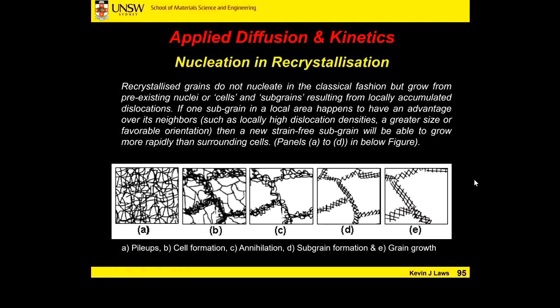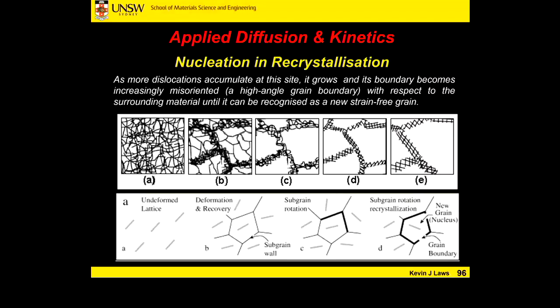A tricky process, still not fully understood, but it has been observed. Here's just outlining that process again. As these boundaries become more and more misorientated, at high angle grain boundaries with respect to the surrounding material, it can then be recognised as a new strain-free grain. The dislocations have moved out. This region is acting independently of the rest of the grain that it's in, and we've started to form a new grain. This is how recrystallization is nucleated.